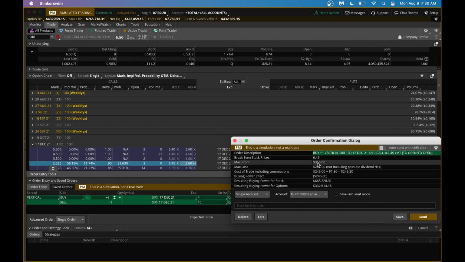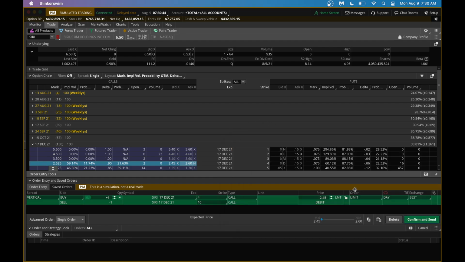And your break even, as you can see here, is below the current stock price. The current stock price is $6.50, and your break even is $6.45. So this is one way to play where you don't put too much money at risk. Your profit potential is capped, but your loss is also capped. This is how you play the spread game with options on stocks like SIRI in this example.